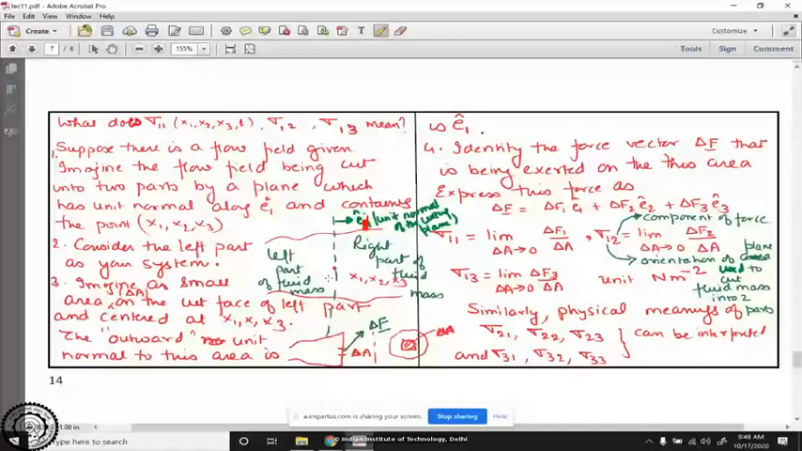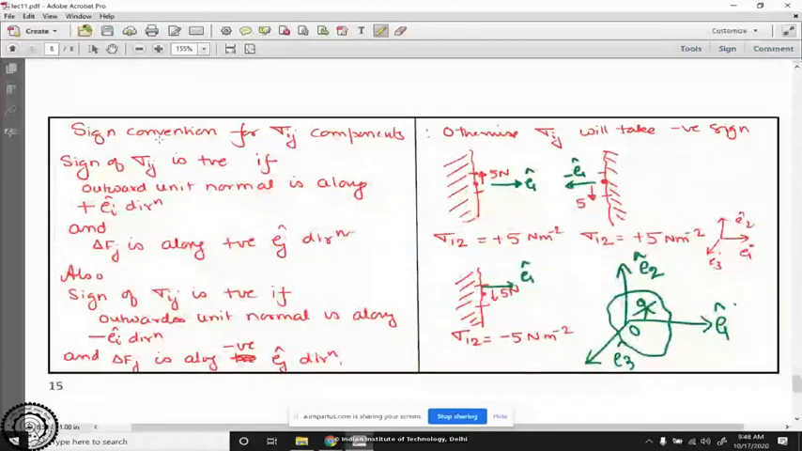Now there is some sign convention that we follow for sigma components. Sign convention for sigma ij component. So mind you, the sign of sigma is not governed by the sign of delta F alone. That's the point I'm trying to make. The sign of sigma ij component is not governed by the sign of delta F alone. Area also plays a role. How does it play a role?